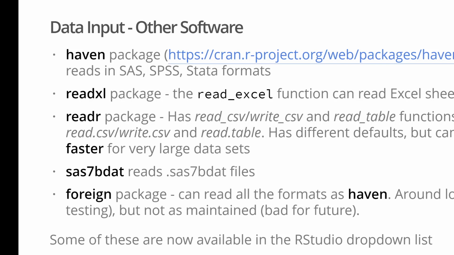Part of it is because it tries to use this trick of reading in a small amount to guess the classes, and then it applies it to the big data set. There's also sas7bdat, which is just one type of SAS file format. And then the foreign package has been around longer because it came out before this Tidyverse stuff. So there's been more testing, but it's not as maintained because people are using haven, I would say, more than foreign. And again, some of these are now available in the RStudio dropdown list.